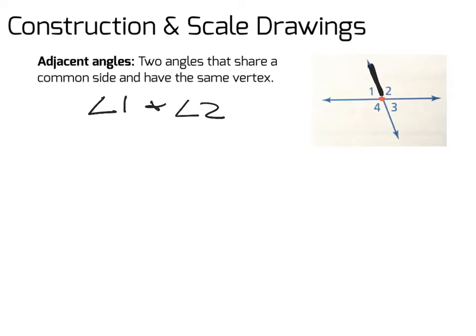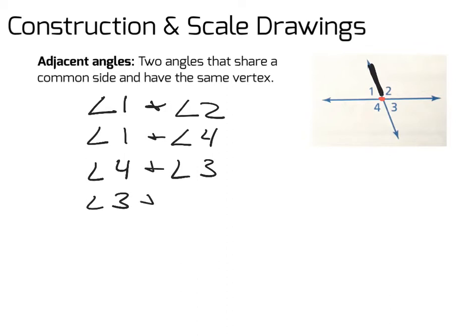I could also say that 1 and 4 are adjacent. Angle 4 and angle 3 are adjacent. Angle 3 and angle 2 are adjacent. They just have to share a common side.